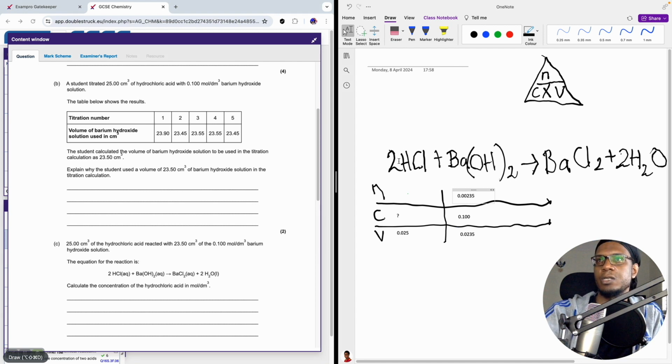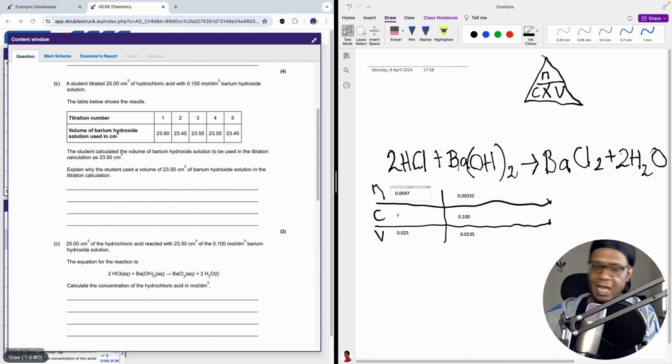Now we need to look at the ratio. We can see the ratio of hydrochloric acid to barium hydroxide is 2:1. That means however many moles barium hydroxide has here, hydrochloric acid will have twice that. So I'm going to do 2 times 0.00235, and that should give us 0.0047. So you just have to use the ratios. If that had a 3 in front of it, we'd need to times it by 3. If that had a 2 and that had a 1, we need to divide it by 1. So we just need to look at the ratios and make sure that these match up.